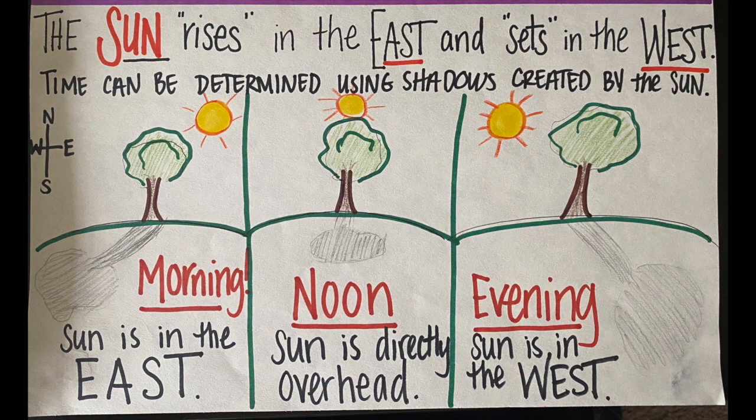We know that Earth's rotation causes the sun to look like it's rising in the east and setting in the west. Because of this, time can be determined by using shadows created by the sun.